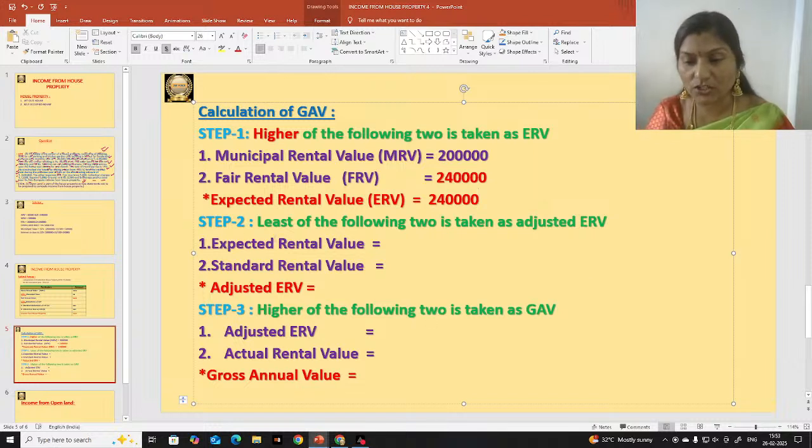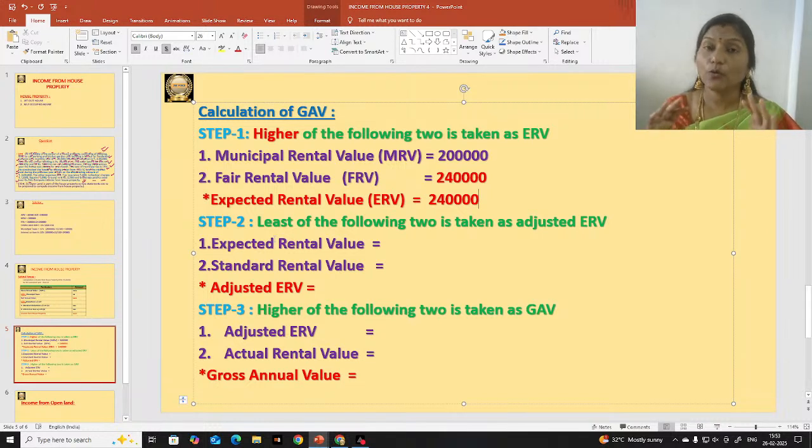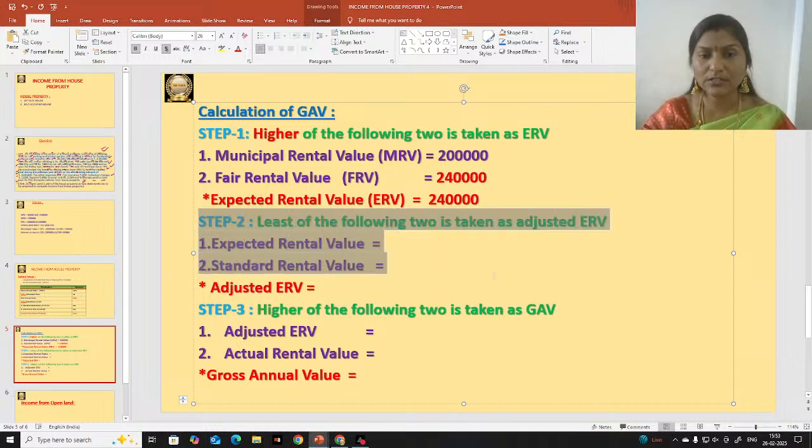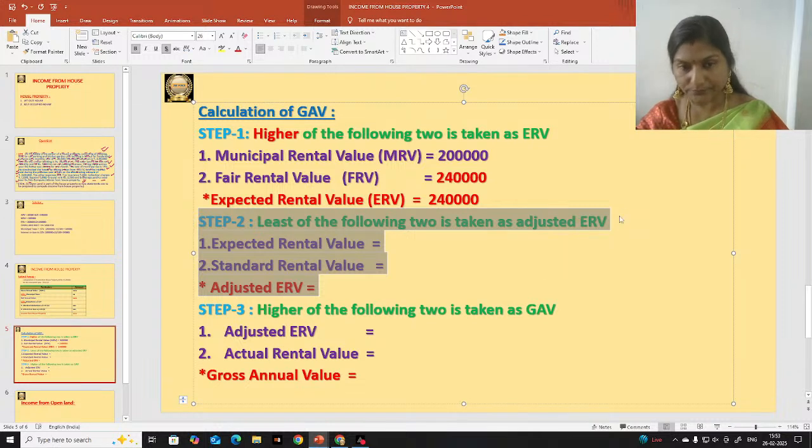First step finished, but if you want to go to the second step, standard rental value should be given. In this question we don't have standard rental value, so the second step is not required. Hope you understood this point. Whenever standard rental value is given in any question, then only we will do the second step, otherwise we need not do the second step. So I am deleting that because we don't require it.